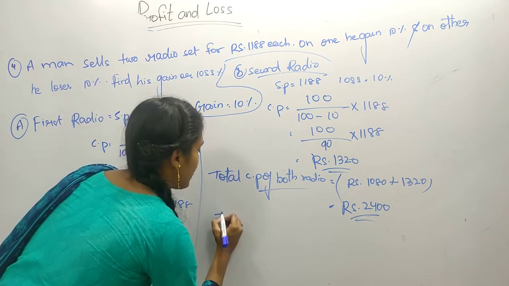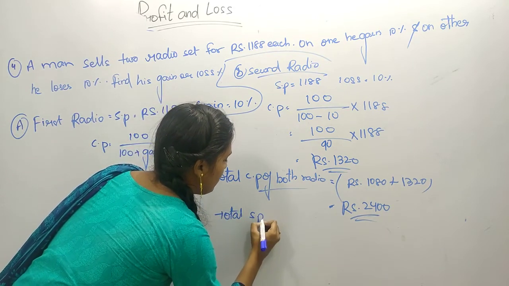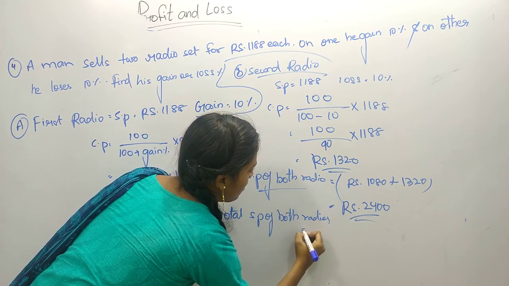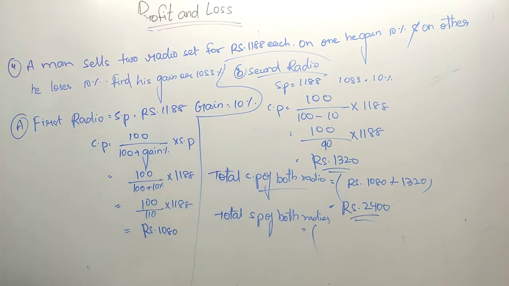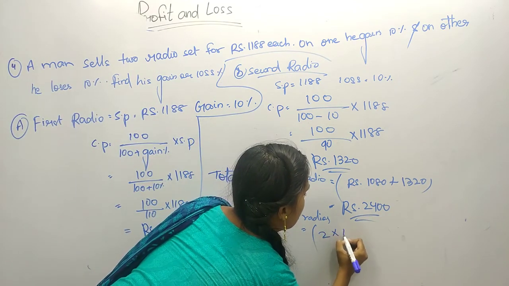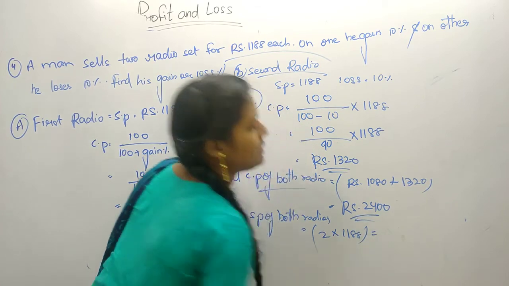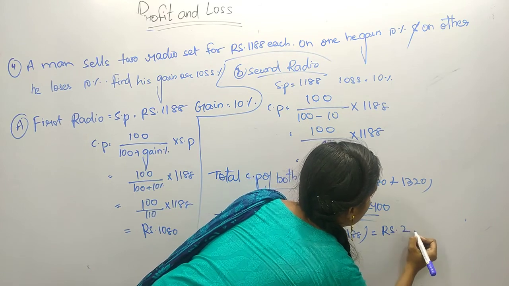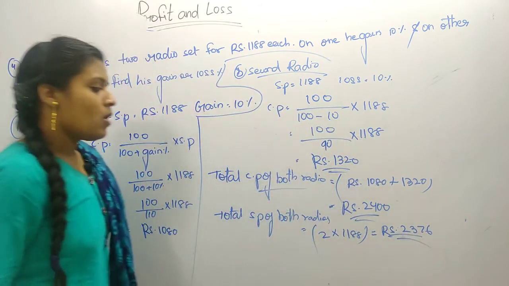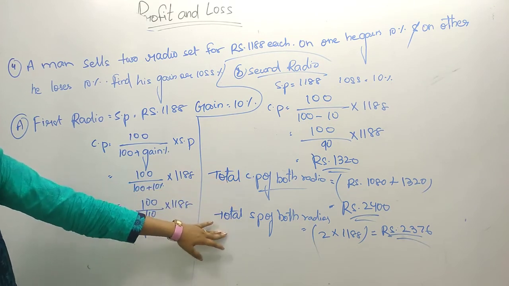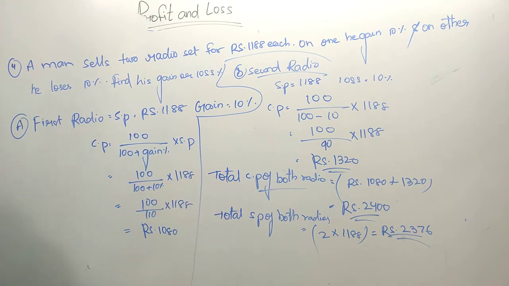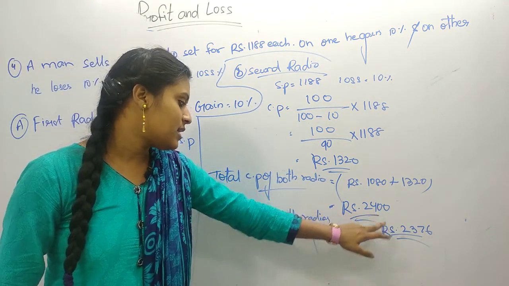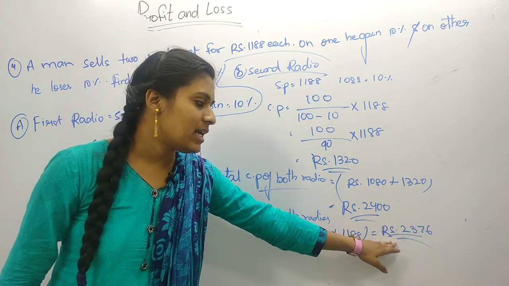Okay. Now we find out the total cost price of both radios. Now we'll do total selling price of both radios. How much? 2 into 1188. By multiplying this, what the answer will get? Rupees 2376 rupees. Okay, cost price is this one, selling price is this one. We got, means it is loss or not? He bought the radio at this much rupees and he sold it for this much. This is less than this one or not?